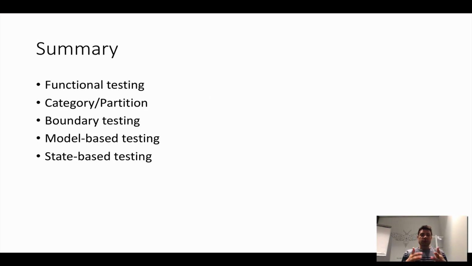To summarize this video, because we discussed lots of stuff, we started with functional testing, mostly based on the requirements. And to see a requirement and then think about tests, we talked about the category partition method. So we saw how to break our requirement into testable elements. We saw that boundaries are important and we should test for the boundary. And then we saw that if we have some more formal model, like a state machine, we can also derive tests from there. That was the lecture.